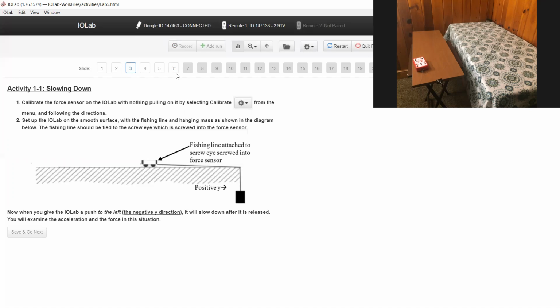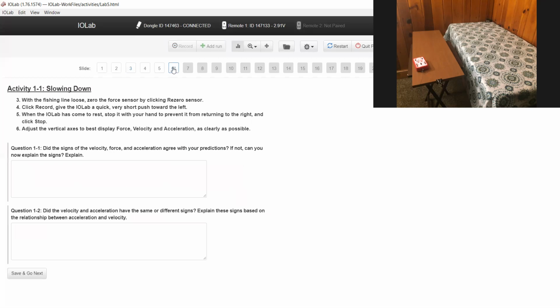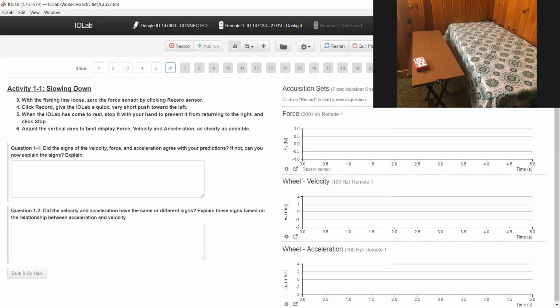So we're on slide 6 here, and we're doing this one. We have the bridge error, click record, give the IOLab a quick, very short push toward the left, and when the IOLab has come to a stop, stop it with your hand and prevent it from returning to the right. So we have to stop it. We will give a push from here, and then we will stop it when it is like this.